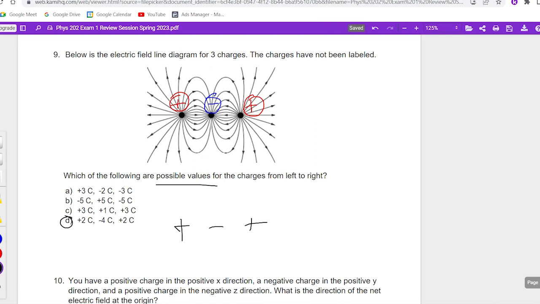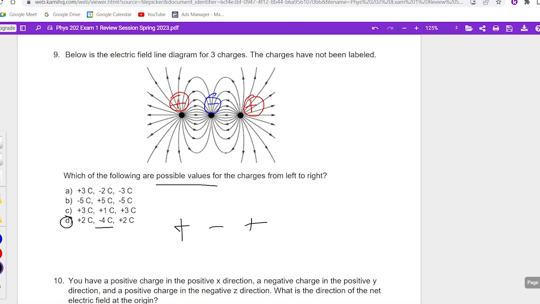Now, if I did have 2 answer choices, positive, negative, positive, you would have to look at the number of field lines to determine which one's correct. So for instance, if I have twice as many field lines coming towards the center, well then that would be when, for instance, -4 coulombs would make sense, when I have double the number of lines heading towards the middle. But I think that's too advanced, honestly. I think it's a little too complicated. I don't think you'll see that.